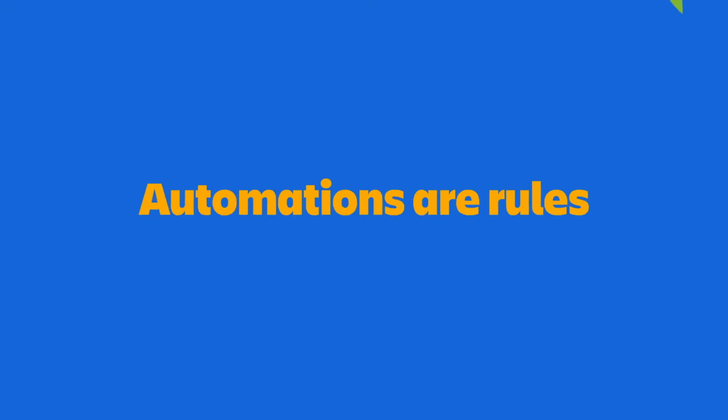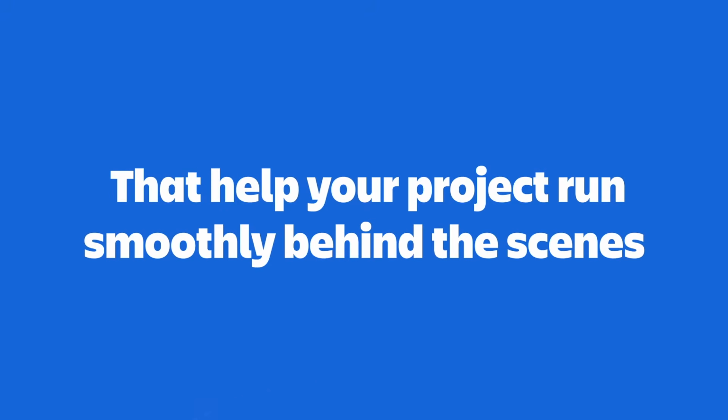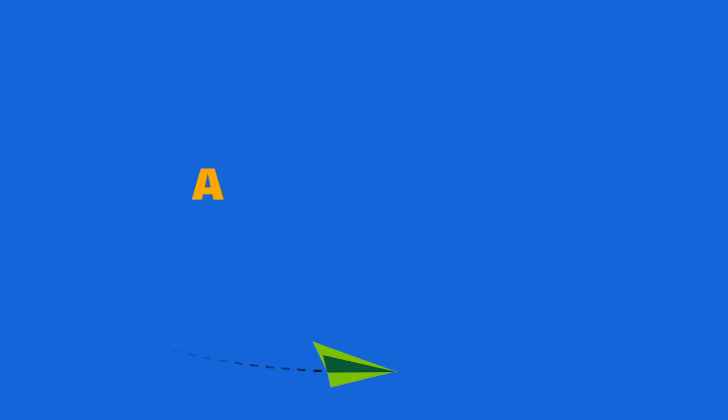So what exactly are automations? Simply put, automations are rules you can set up in Jira that help your project run smoothly behind the scenes. And every automation is built from three main parts: a trigger, a condition, and an action. A trigger is what starts the automation. Think of it like a green light. Something happens, and that tells Jira to begin the rule.